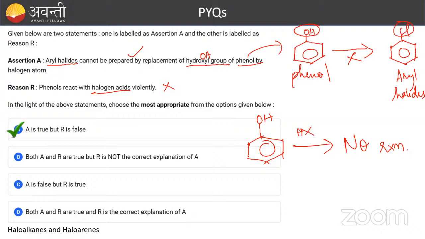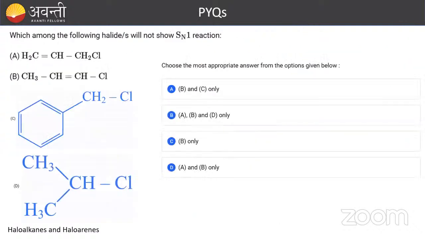Okay. So coming to the next question, which among the following halides will not show SN1 reaction? Which of the following will not show SN1 reaction? SN1 reaction means the reaction will happen in two steps, right? SN1 is a two-step reaction.